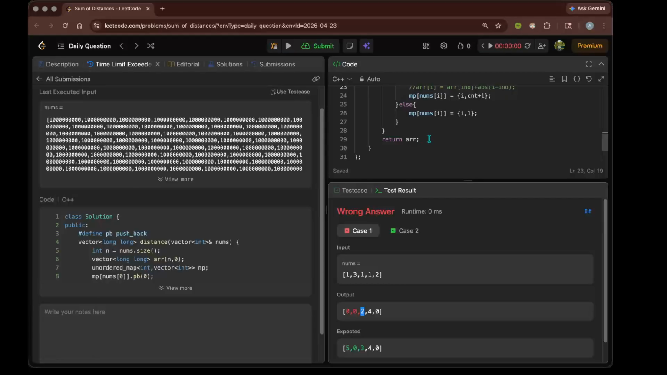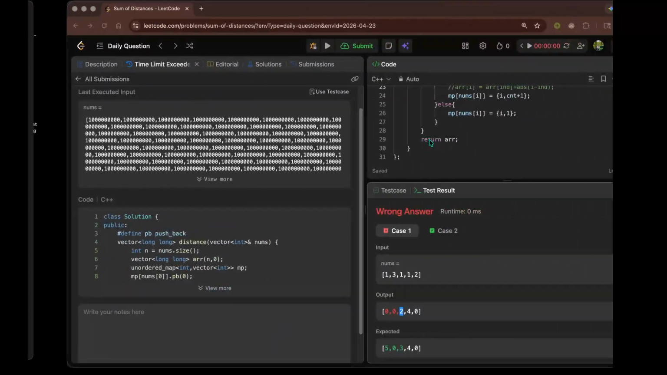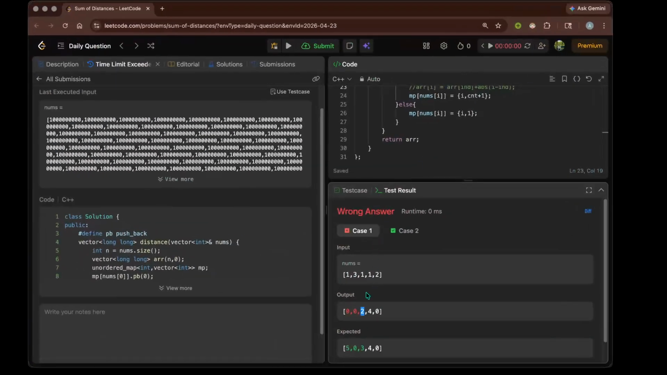For this index, what do we have got? Before we got 2. 2 plus 2 is 4. Okay, okay, yeah. So 2 into 2 is 4. Okay.